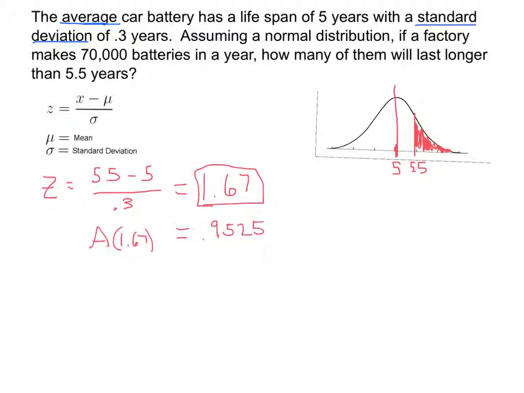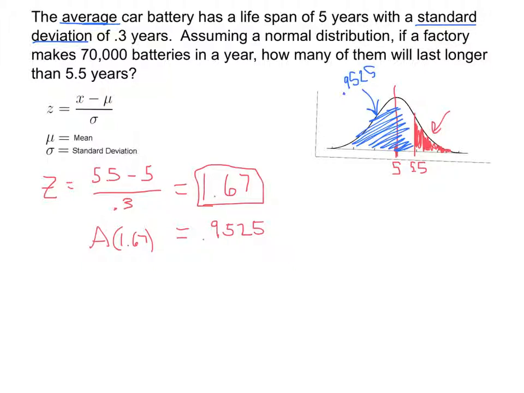So the corresponding area for 1.67 is 0.9525. Here's the thing though, you have to remember that the area that we get is always to the left of our x, which means that this is the area that is 0.9525. But that's not what we're looking for. We're looking for this area.